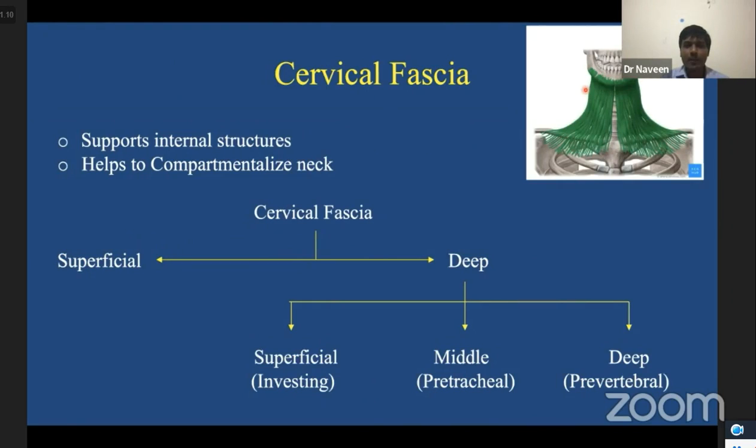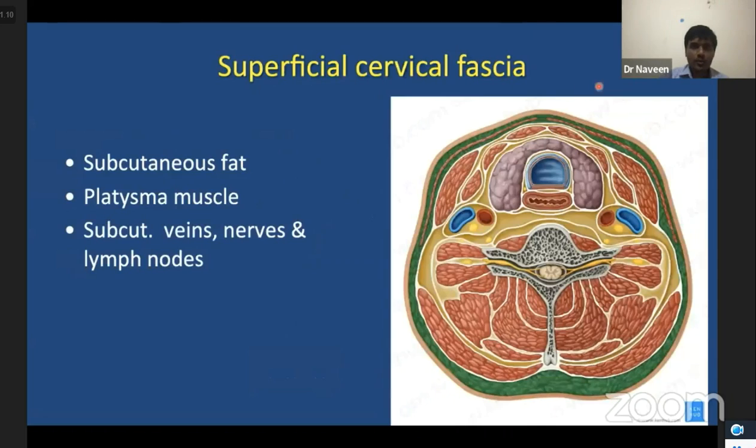The cervical fascia supports the internal structures of the neck by dividing the neck into various compartments. The cervical fascia can be divided into superficial fascia and deep fascia. Deep fascia is further divided into superficial, middle, and deep. The superficial cervical fascia encases the subcutaneous fat, platysma muscle, subcutaneous veins, nerves, and lymphatics, which are represented by the green color.